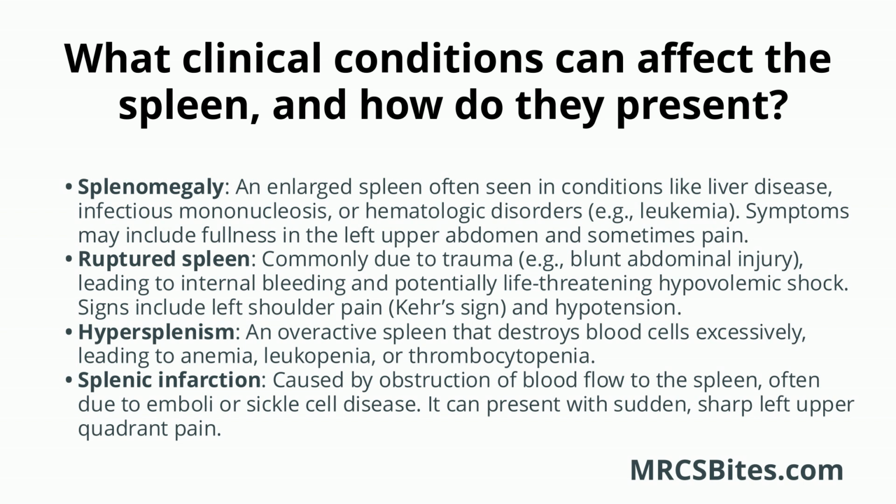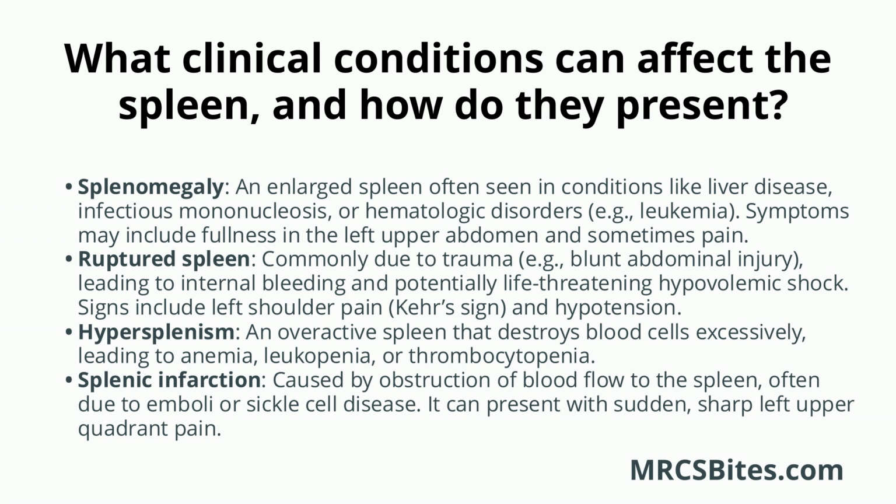Ruptured spleen, commonly due to trauma, e.g. blunt abdominal injury, leading to internal bleeding and potentially life-threatening hypovolemic shock. Signs include left shoulder pain, Kehr's sign, and hypotension.